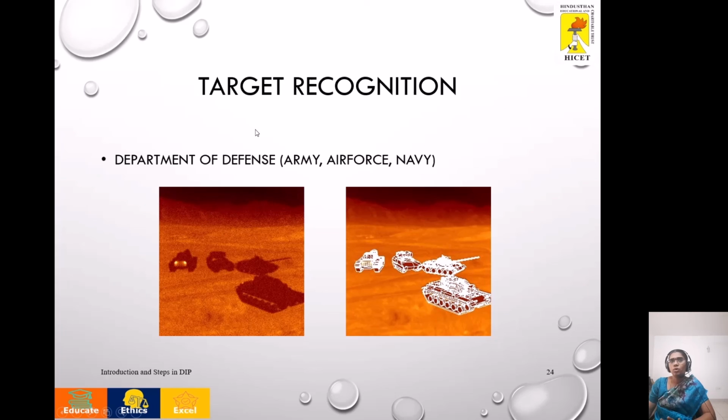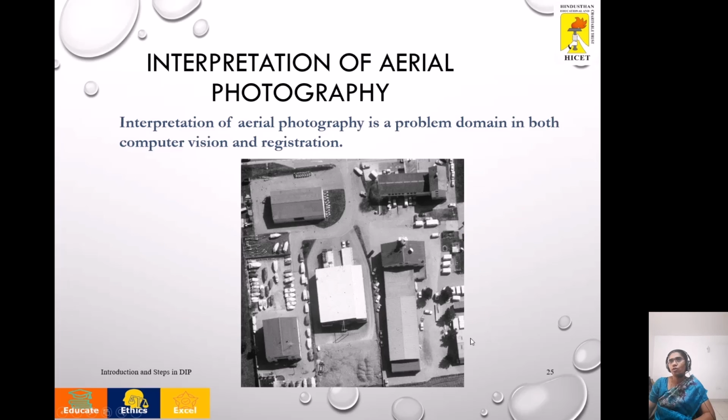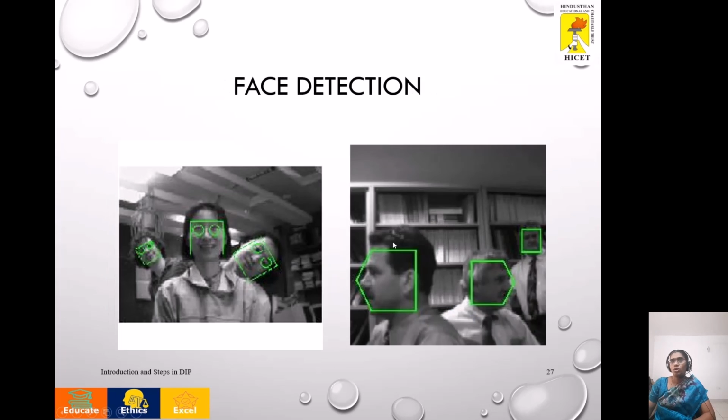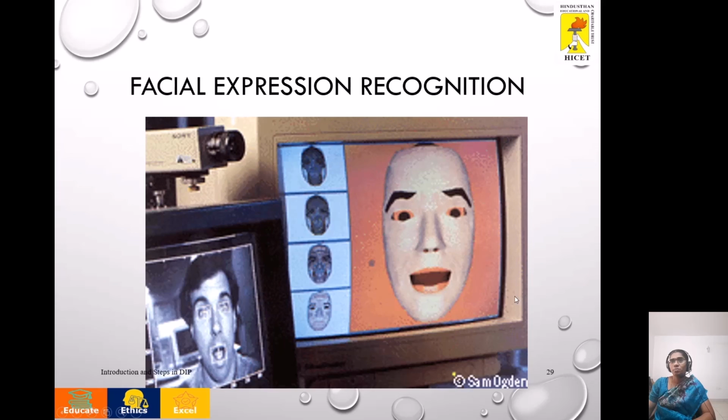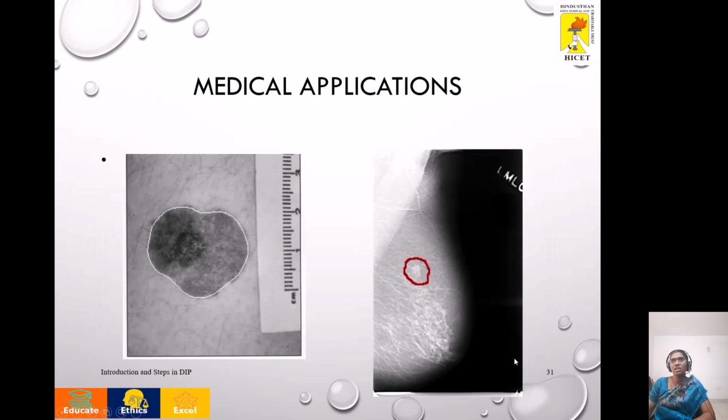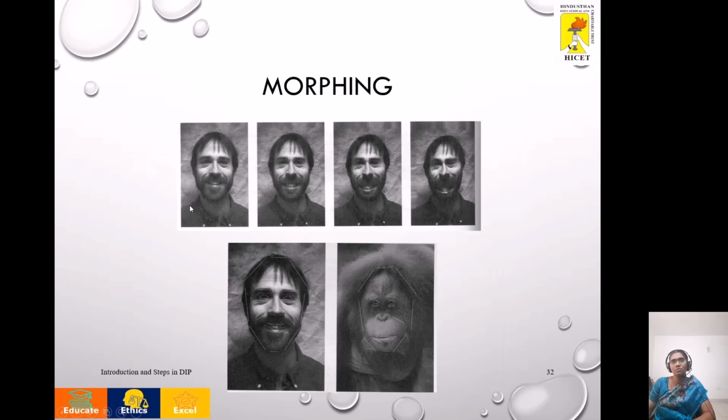So, based upon these steps, digital image processing is applicable in various areas. It might be used for target recognition, particularly in case of the army, or in aerial photography, traffic monitoring, face detection, face recognition, facial expression recognition, human activity recognition, and in medical applications to identify tumors, mammography or x-rays, fractures, neural problems. For all these cases, image processing plays a major role, and it is also applicable in the animation industry like morphing and the film industry.